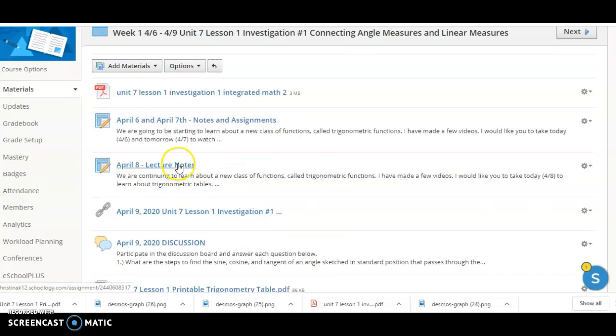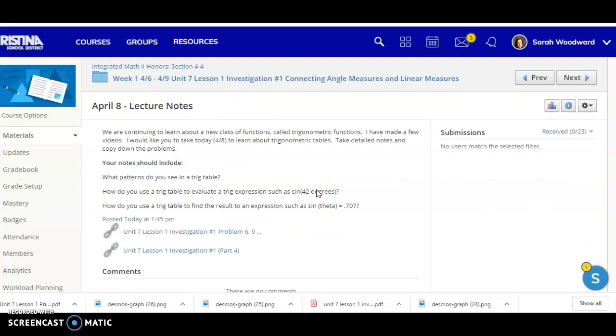And then we have April 8th. These are 2 very short videos. One's 5 minutes, one's 7 minutes. There's not really a whole lot to write down, but it's just on the Trig Table, what a Trig Table is. I want you guys just to watch and take notes. Here's some things you should be writing down in the notes. So far, nothing really to turn in. I'm just expecting you guys to watch the videos and take some notes.